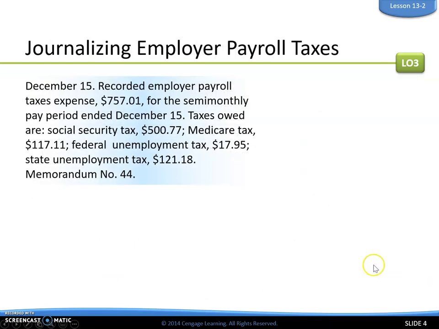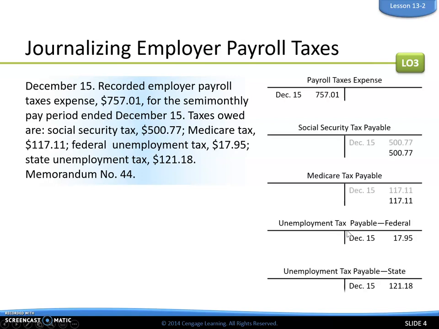So on December 15th, we recorded employer payroll taxes expense, $757, for the semi-monthly pay period ended December 15th. Taxes owed are Social Security, Medicare, federal unemployment, and state unemployment. So here they put it into our T account so that we can see what this looks like. This is a debit to our expense account, and then we are going to credit all of those payable accounts. Remember, these are liabilities. What we're doing is we are setting this money aside until we actually pay the government.